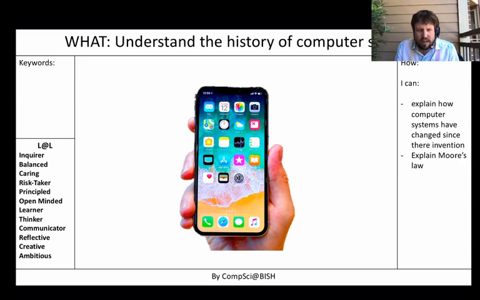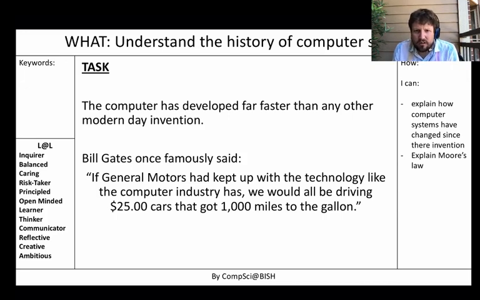I don't think anyone could have predicted that computing technology would change so much over the last 70 years. And that's what your task is. Nothing else has developed at the same speed as a computer system. Bill Gates once famously said that if General Motors had kept up with technology like the computer industry has, we'd all be driving $25 cars that got 1,000 miles to the gallon, and we are clearly not. So the rate of change in computing has just been phenomenal over the last 70 years.